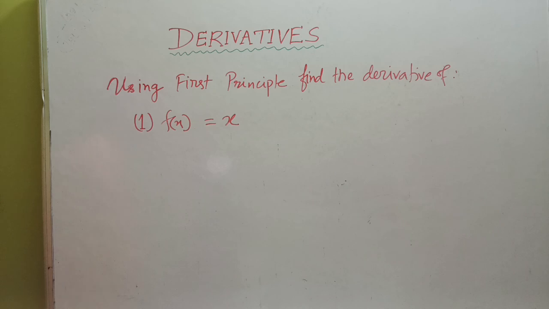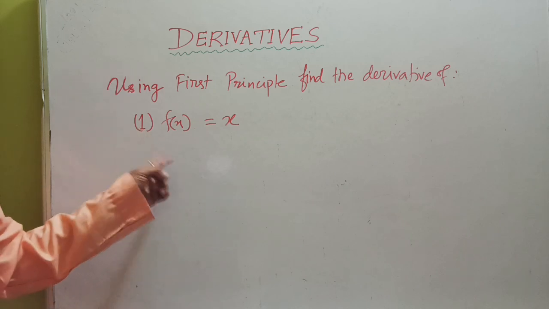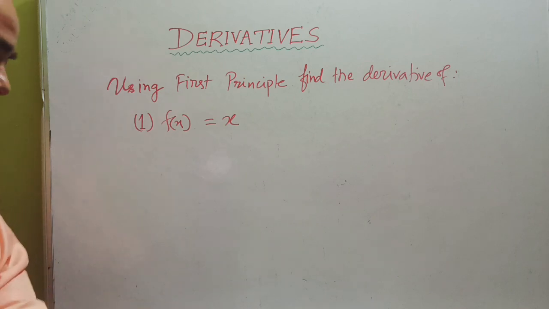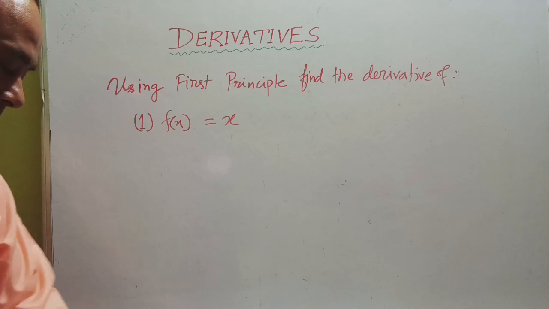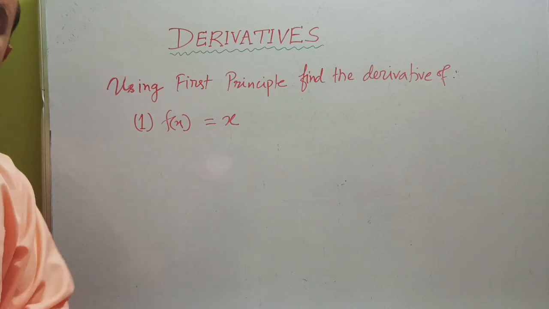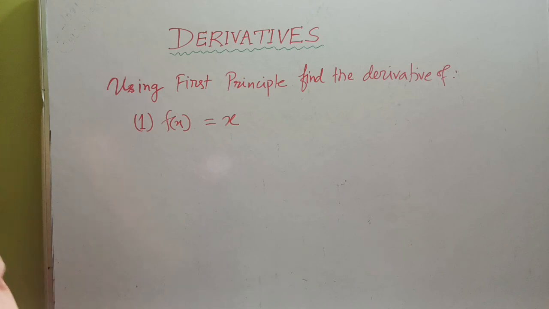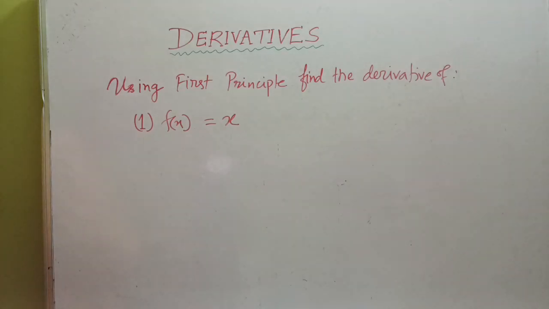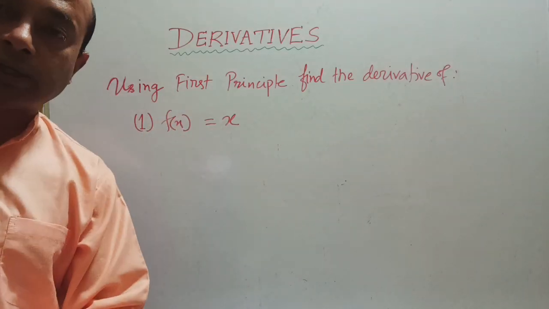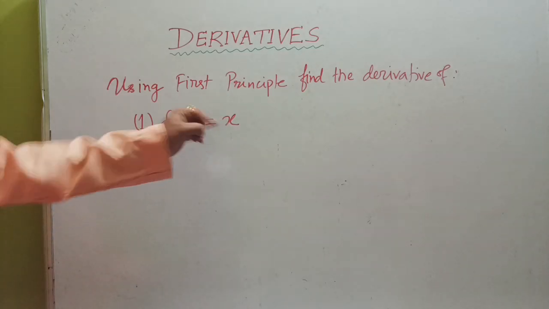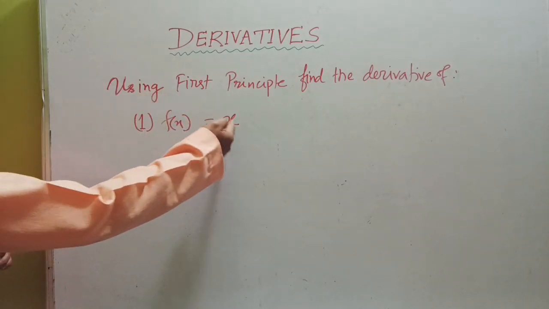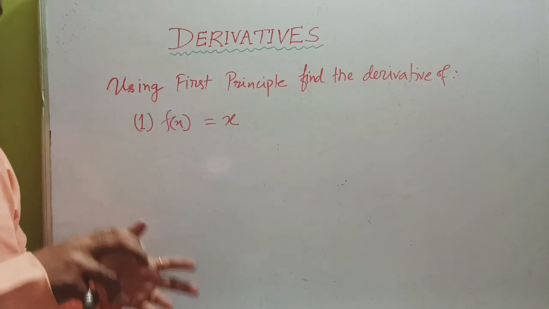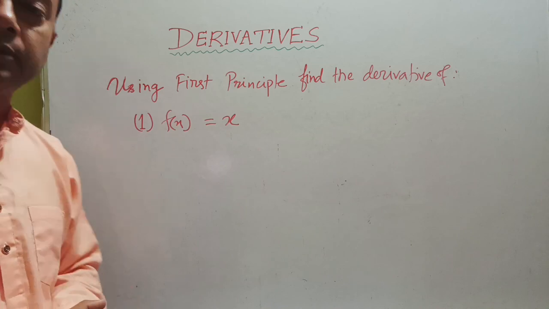Using first principle, find the derivative of f(x) equal to x. We start with a very simple function. In fact, you might remember this is nothing but the identity function from chapter 2, relation and function. We know what an identity function is, where input and output are identical, right? f(x) equal to x. If I write f(1), the answer is also 1. f(2), answer is 2. That means input and output are the same. That is known as the identity function.